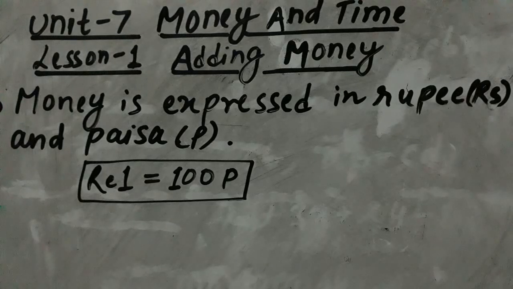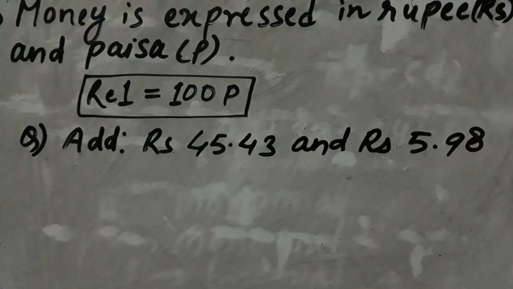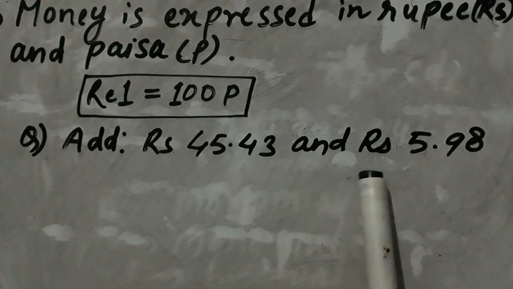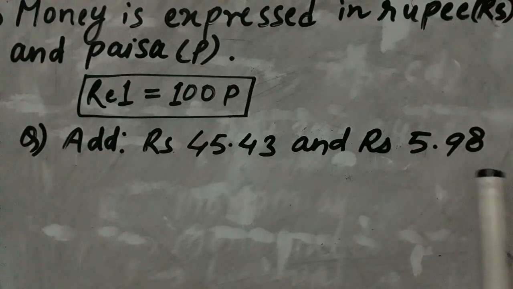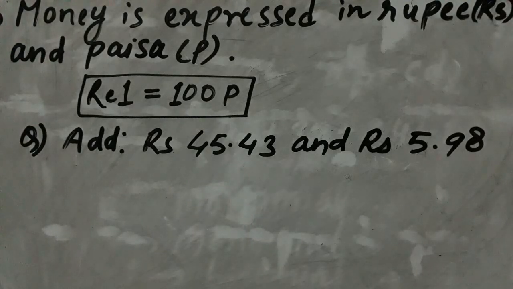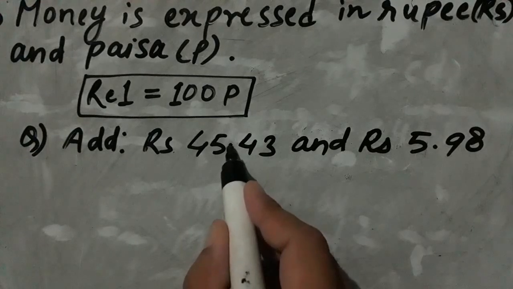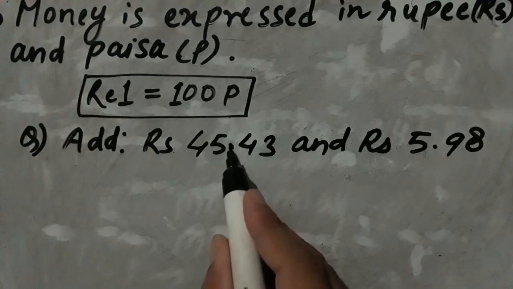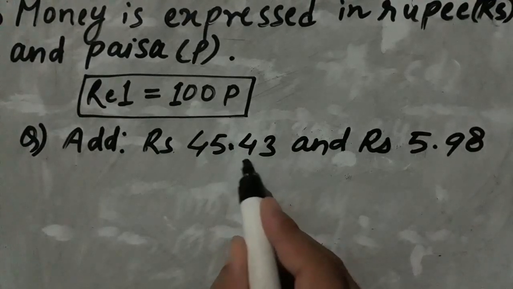So now students, let's perform some questions. Your question is, add rupees 45.43 and rupees 5.98. And students, remember one thing, rupees 45.43, it means the number towards right of the decimal. The number towards right of the decimal means this portion.